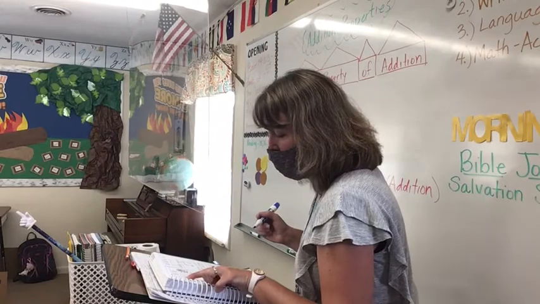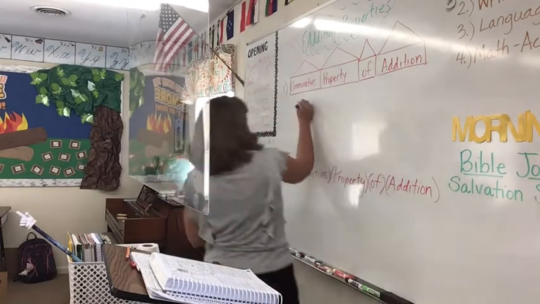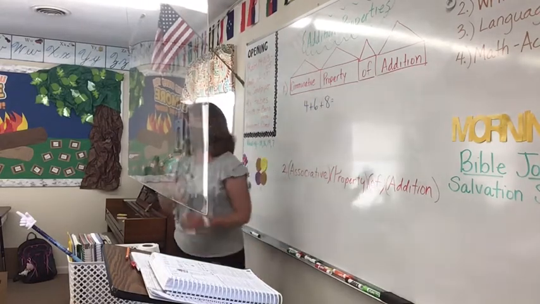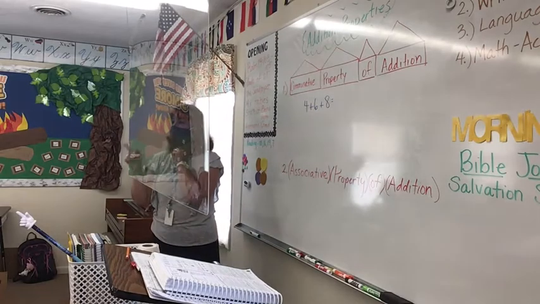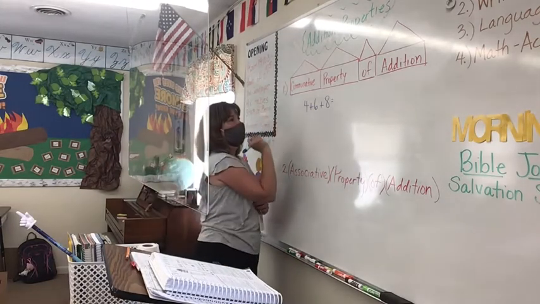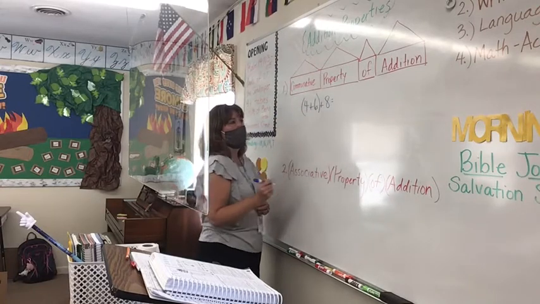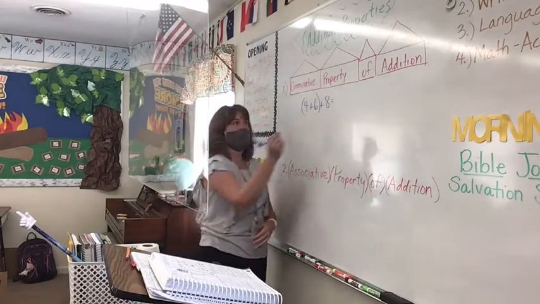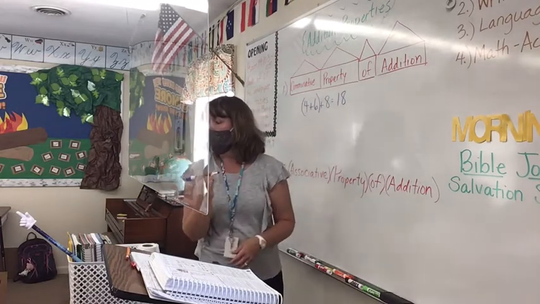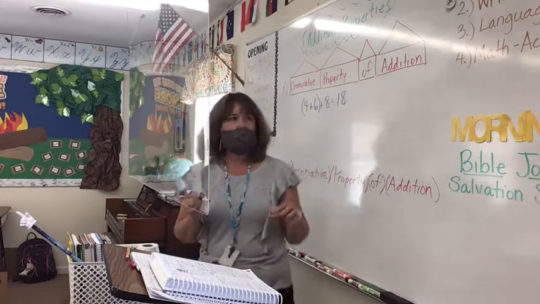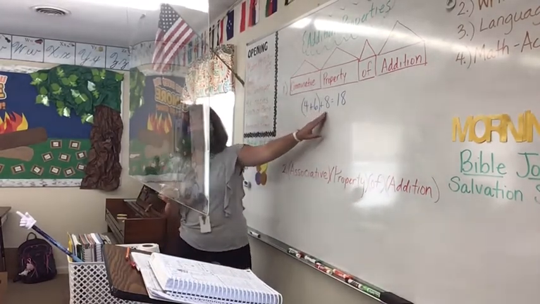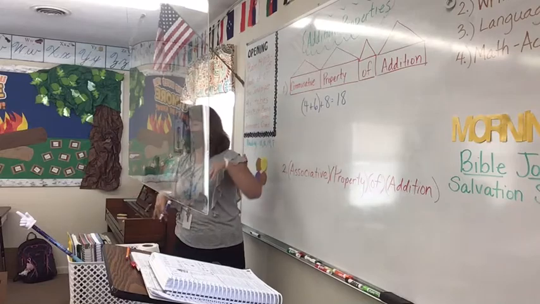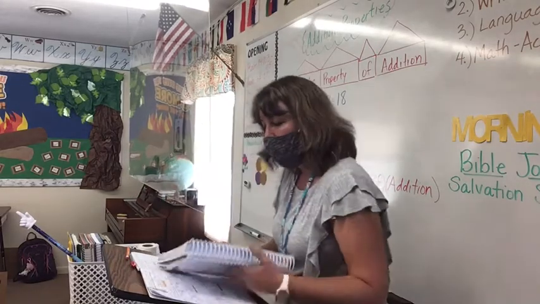So for number 4, we have 4 plus 6 plus 8. So which two numbers would we put parentheses around to equal 10? Okay, Jacob? 6 and 4. Right, 4 plus 6. So that equals 10, and what's 10 plus 8? 18. Isn't that so much easier than adding 6 plus 8 is 14, and then 14 plus 4 is 18? Just a little bit easier to add with 10. Okay, number 5.